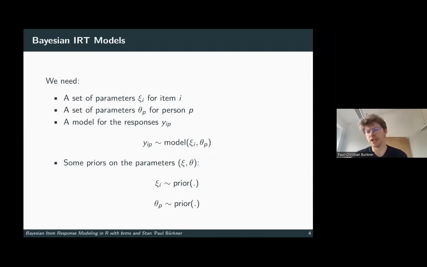If you want to try out Bayesian IRT, there's not much additional stuff you have to understand to get going there. And brms hopefully makes it easy in some ways, and I hope that this talk can help you with that.